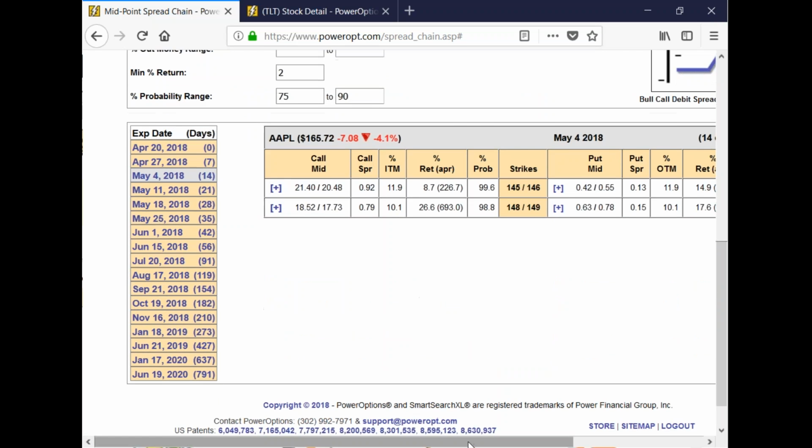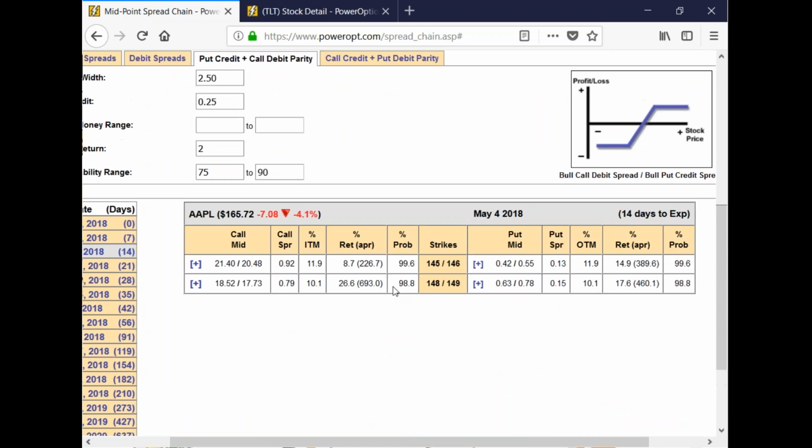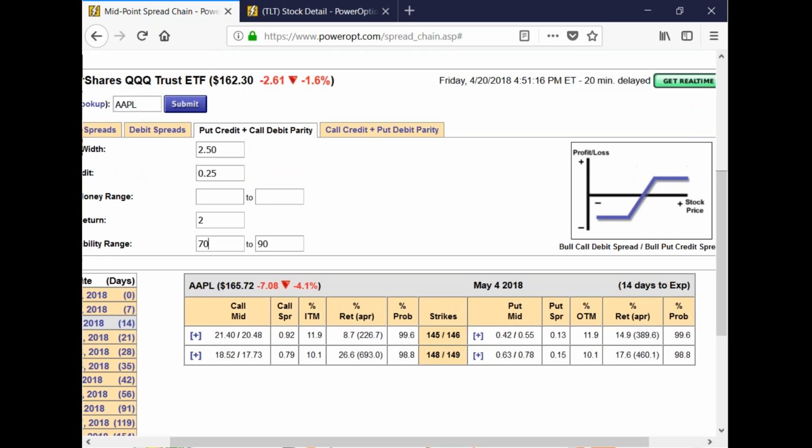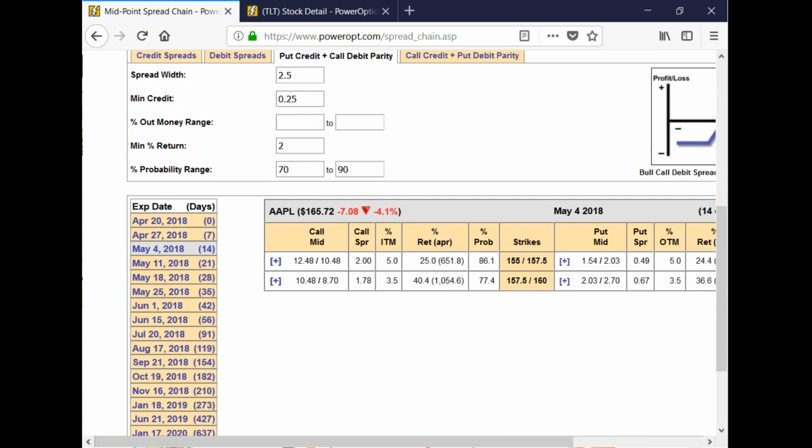Okay, so here we go. Here's my two spreads. That's too low. Did I have the return set too high or the probability? Probability wasn't that high, I guess, for the 165. Let's drop it down to 70 again. Let's take a look here. Oh, there we go. Okay.